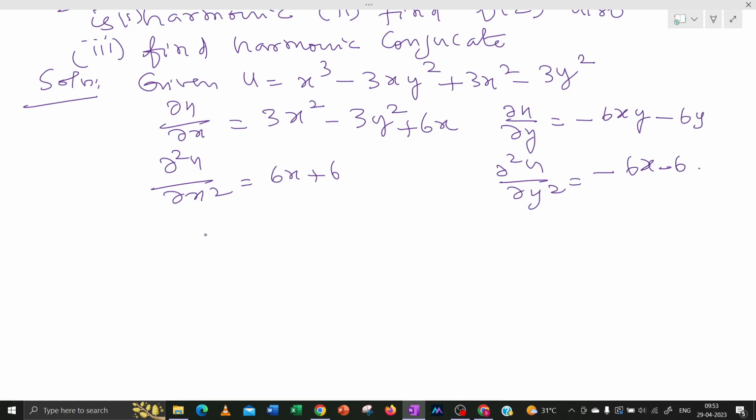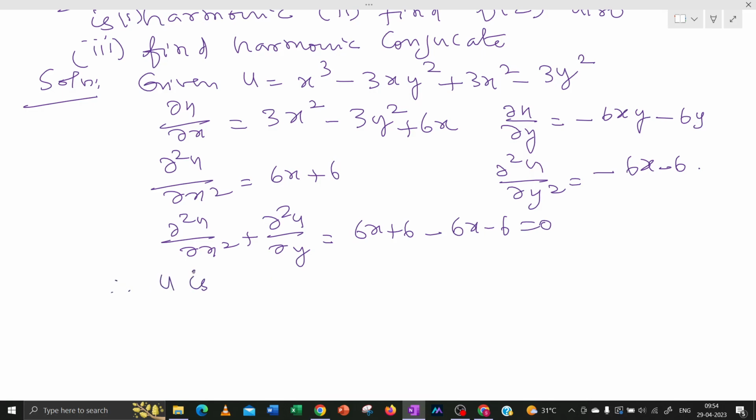Therefore ∂²u/∂x² plus ∂²u/∂y² equal to 6x plus 6 minus 6x minus 6 equal to 0. Therefore u is harmonic. So the answer for the first subdivision is over.